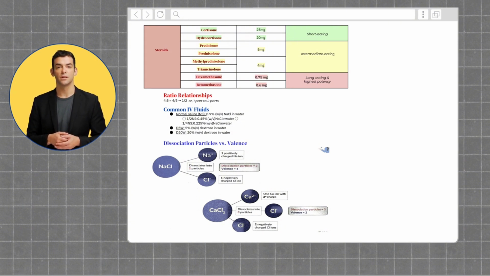Valence. What is it? Valence refers to the charge of an ion, which helps determine its chemical reactivity and role in the body. Why is it important? Valence is used for calculating electrolyte equivalents, which are essential for managing conditions like electrolyte imbalances.